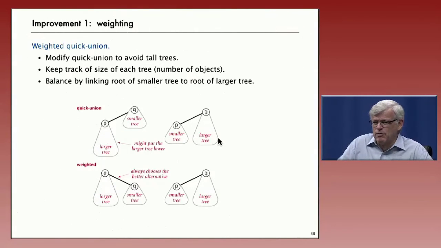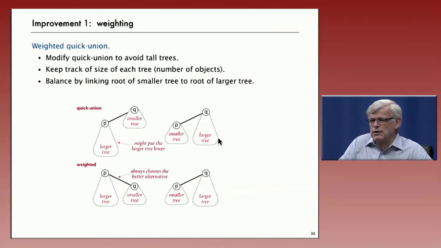A very effective improvement is called weighting, and it might have occurred to you while we were looking at these algorithms. The idea is to, when implementing the quick union algorithm, take steps to avoid having tall trees. If you've got a large tree and a small tree to combine together, what you want to try to do is avoid putting the large tree lower. That's going to lead to long, tall trees. And there's a relatively easy way to do that.